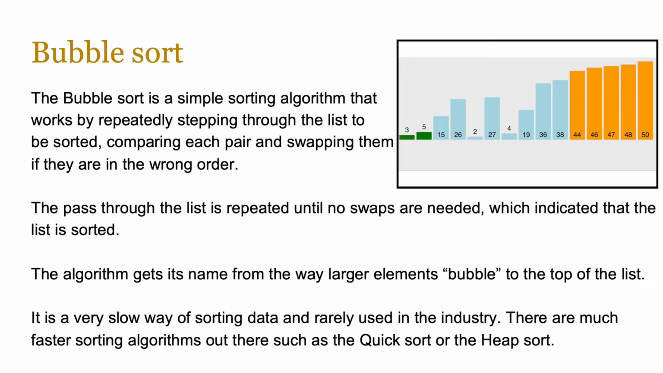Now, this is a very slow way of sorting data, and it's rarely used in industry. There are much faster sorting algorithms out there, such as quicksort or the heap sort. But for the purposes of our exam and our syllabus, we just need to know how to do it because it's one of the simplest ones to code. So we're going to be looking at this particular algorithm in a bit more depth.